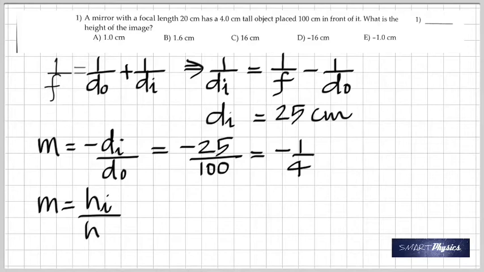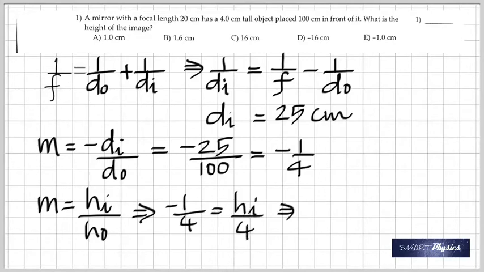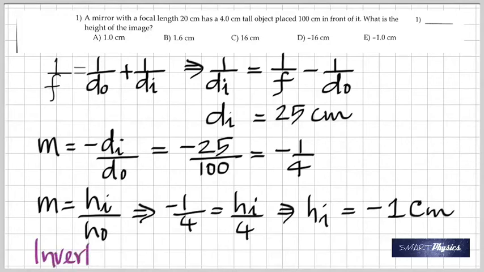because you can see that the object is placed 100 centimeters and the focal length is only 20 centimeters. So it's placed outside the focal point. So it is a real image, and that's what the negative shows here. Again, magnification is HI by HO. So use that value of magnification to get the height of the image as -1 centimeter, which again shows that the image is inverted. Yes, because it's a real image, it's an inverted image.